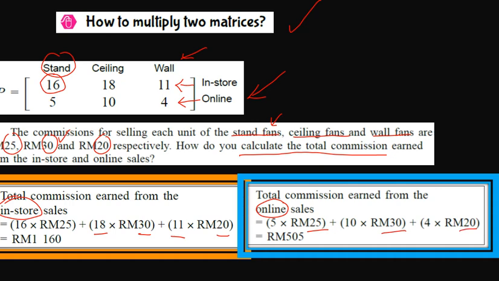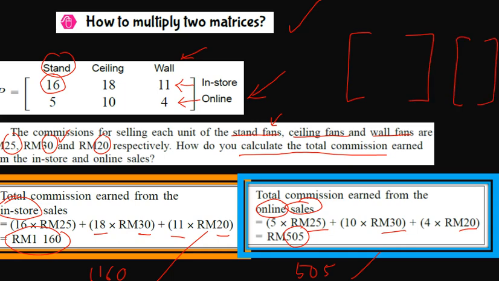So what you'll get for in-store, the total commission for in-store sales, is 1160. For online sales, the commission you got is 505. So this is very straightforward without using the matrix method. So if you want to use matrix, how? Here comes when you multiply two matrices.